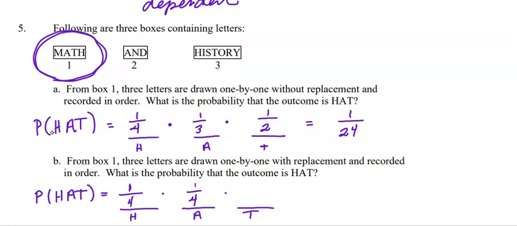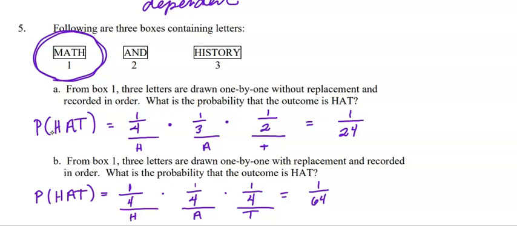Then I want a T. There's one T in the box out of 4 letters because we replaced again, getting me back to all 4 letters. So 1 times 1 times 1 on top is 1. 4 times 4 is 16, times another 4 is 64. So we have a 1 in 64 chance.